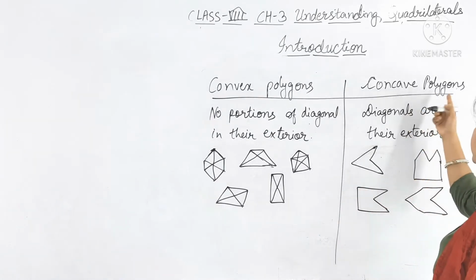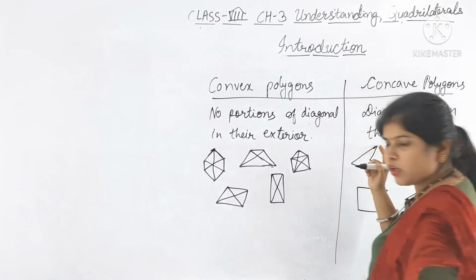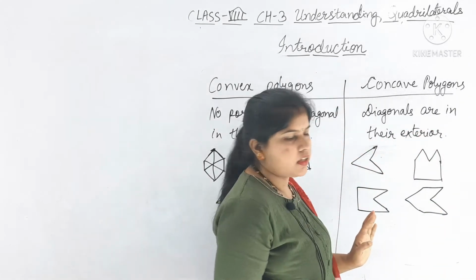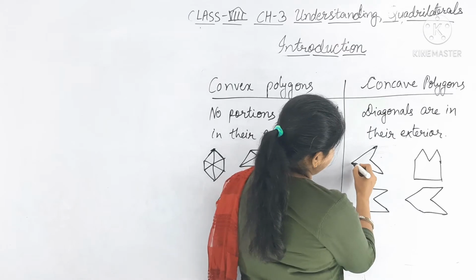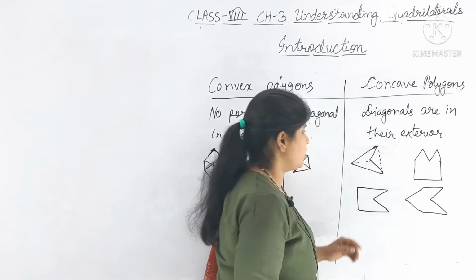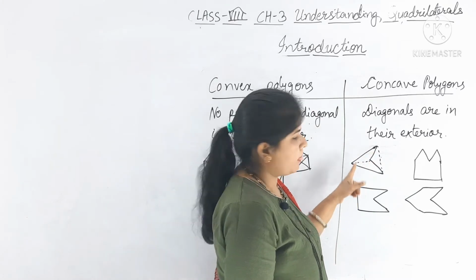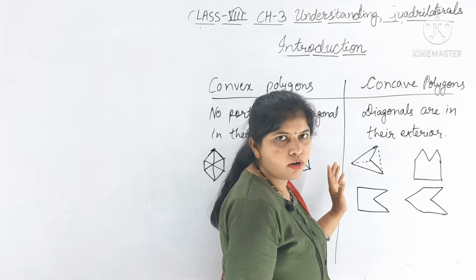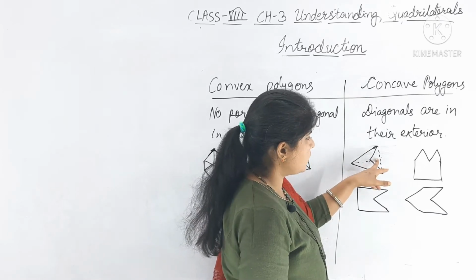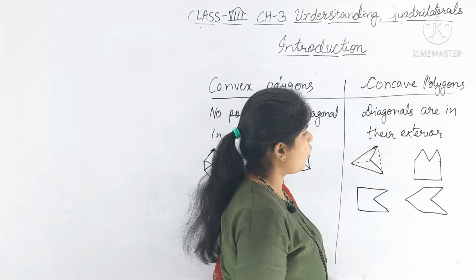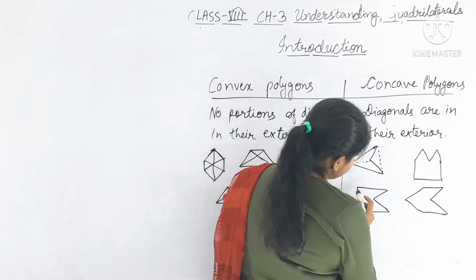Here you can say concave polygon. A concave polygon has diagonals in its exterior. Here you can see one diagonal and here a second diagonal. It is also a quadrilateral, 1, 2, 3, 4 sides. But here you can see the diagonal will be in the exterior of the curve. So these are concave polygons. Like this you can make.